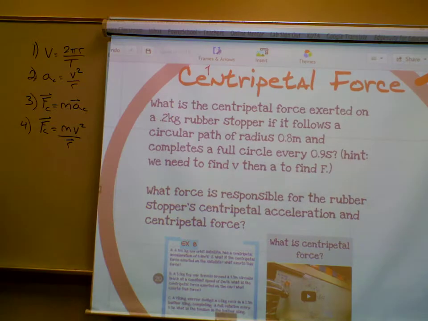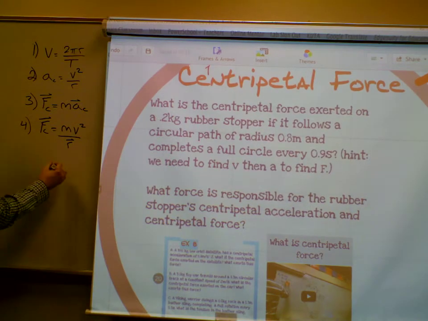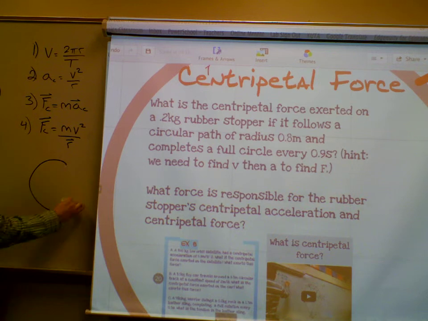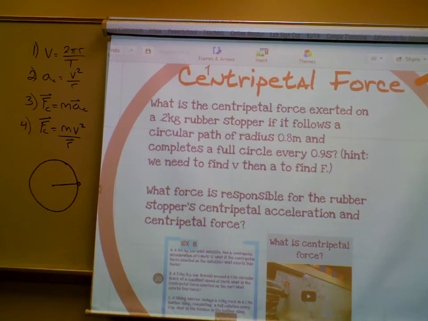Okay, so let's draw a quick picture. We'll go from there. So here's our circular path. Here's the center. Here's where we're stopped. There's our rubber stopper and our circular path, right? Does that make sense? Okay.